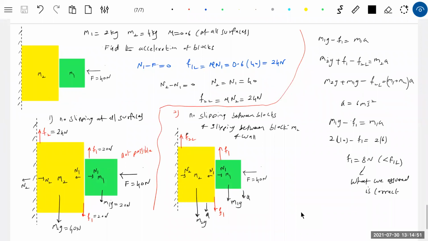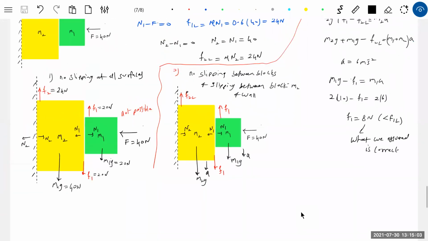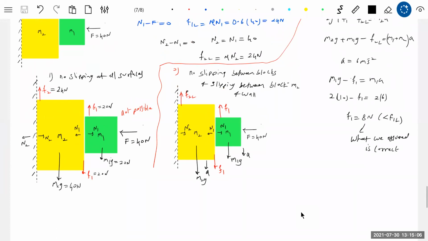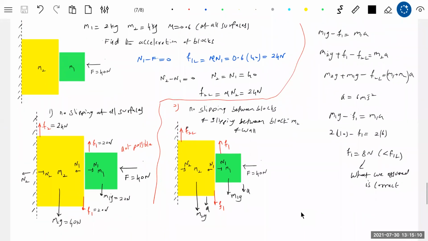Sir, can you do this same problem for any other force? You can try for 80 Newton, you can try for 100 Newton. Let me do this for 120 Newton. We'll see what conditions will arise. The same condition, 120 Newton, I'll bring it.